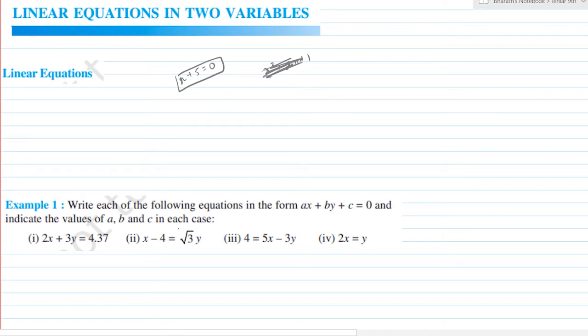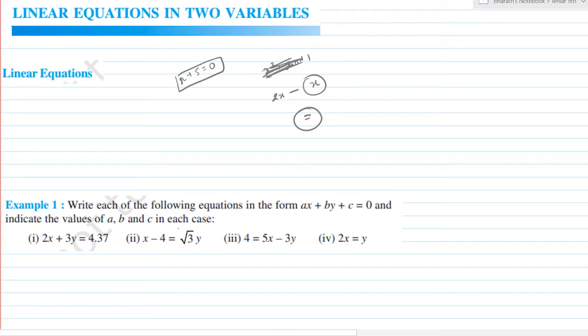So when you are talking about a linear equation in two variables, we all know that a variable is something like, in 2x, the variable is x, right? Now in the same equation there are two variables, and if any expression is known as an equation, it must have an equal sign, right?